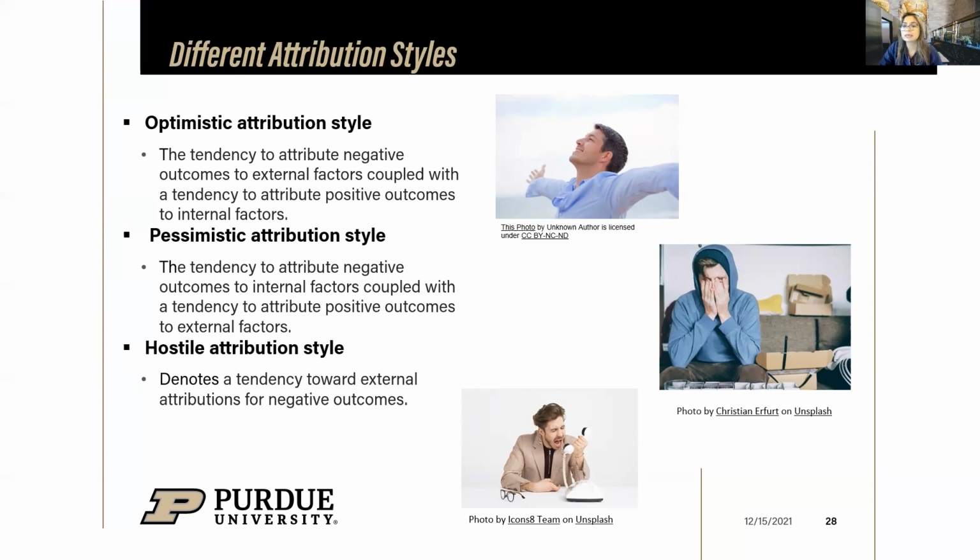Optimistic attribution style is the tendency to attribute negative outcomes to external factors and is often coupled with the tendency to attribute positive outcomes to internal factors. The second attribution style, known as pessimistic attribution style, denotes the opposite tendency.